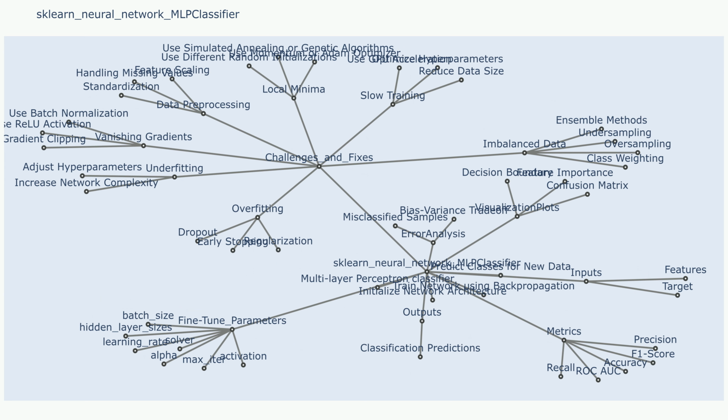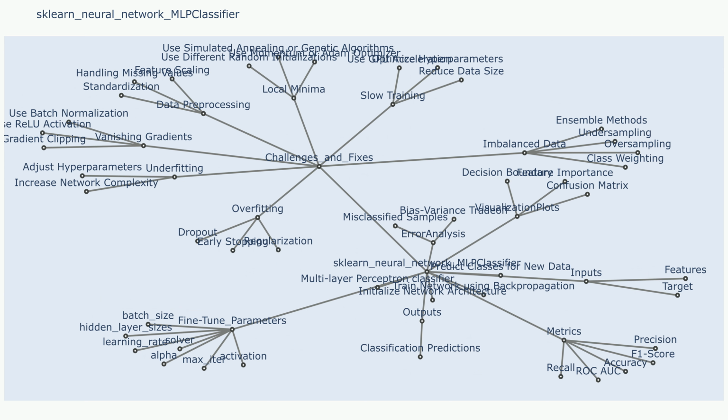Fixes to Challenge 2: increase the model complexity by increasing the number of hidden layers or nodes. Try different activation functions. Use a different optimization algorithm. Adjust the learning rate.